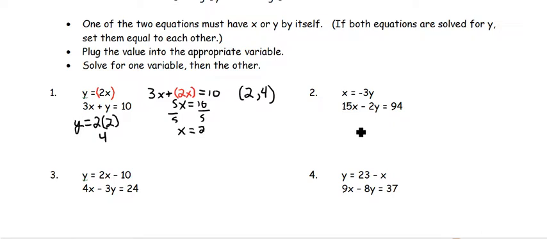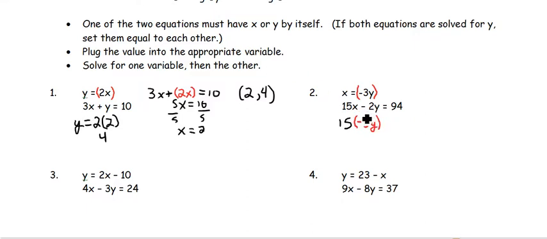Now let's look at it with the x isolated. So number 2, we find out that x equals negative 3y. So I'm going to take this entire side of the equation and put it in parentheses. And then I'm going to rewrite this whole equation here, 15. Now I'm going to put in my negative 3y. So that's in place of that x.